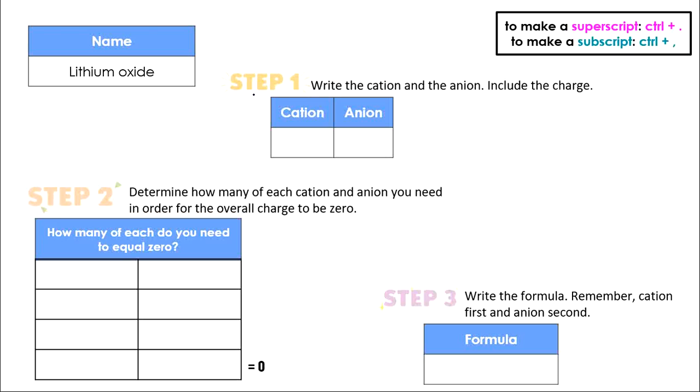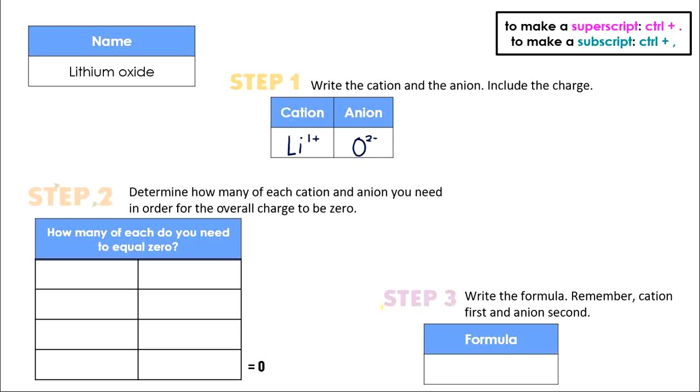Step 1, you write the symbols, including the charge, for both the cation and the anion. So for lithium, I know that the symbol is Li, so capital L, lowercase i, and I want to include the charge, so that's +1. The anion is oxide, which is oxygen, and the charge for oxygen is -2, 2 minus. So that's your first step.